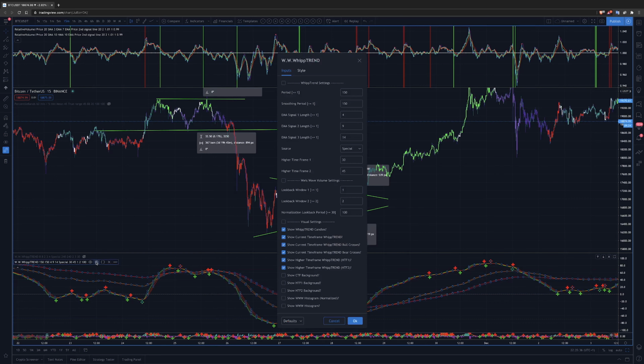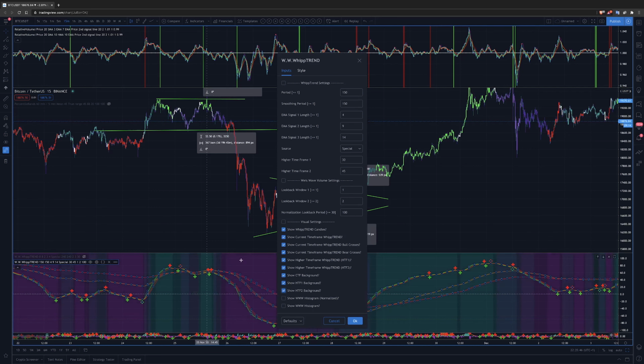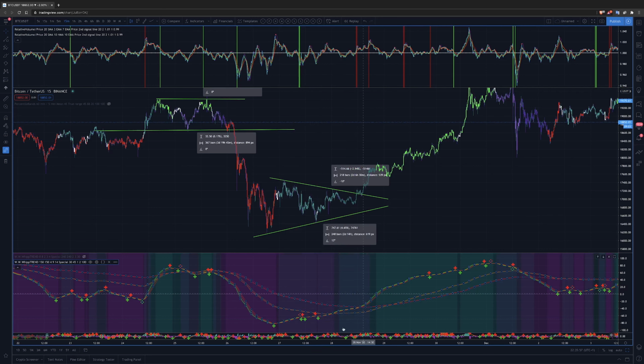So one cool thing with the indicator, if you can deal with the colors, you can put the current time frame on, the higher time frame, and you'll have all this agreement of the 3 time frames. So when you're super purple like this, all you're doing is just selling. You can sell anywhere in here. And the same again for here.